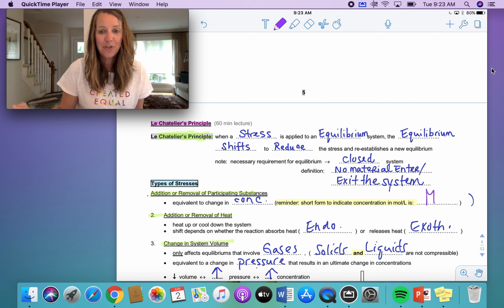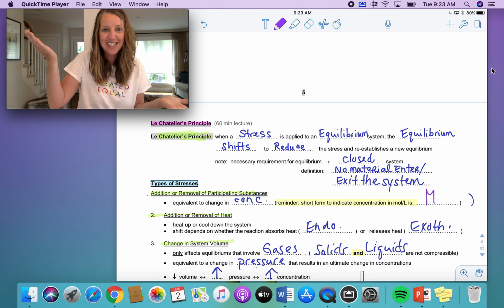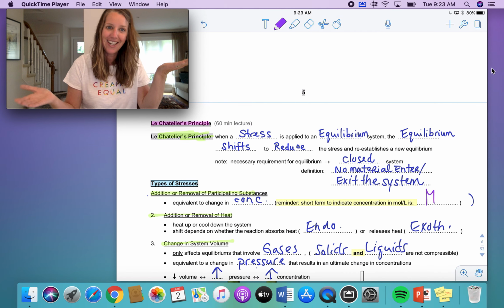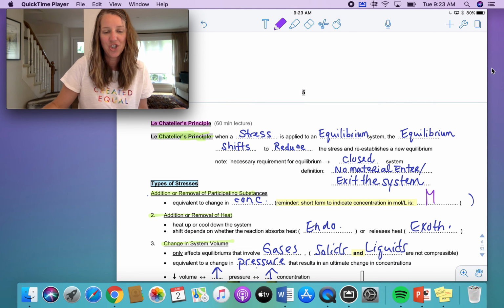Addition or removal of heat. And what you need to think about in this case is, is that system endothermic or exothermic? Like what side is the heat on? Because clearly if you increase the heat and it's on this side, it's going to shift it this way. If it's on this side, it's going to shift it this way. Okay? Also, you want to think about the change in volume.